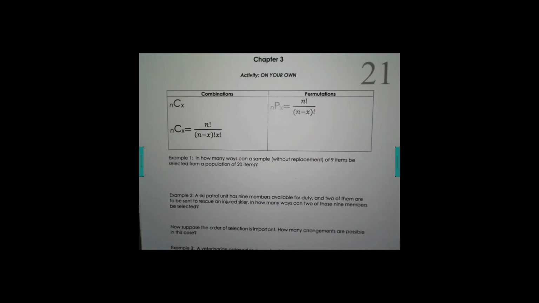Page 21 is an activity for you to complete on your own, dealing with combinations and permutations. It's important that you know how to do these with your calculator or by hand because your next set of formulas is going to involve these items.